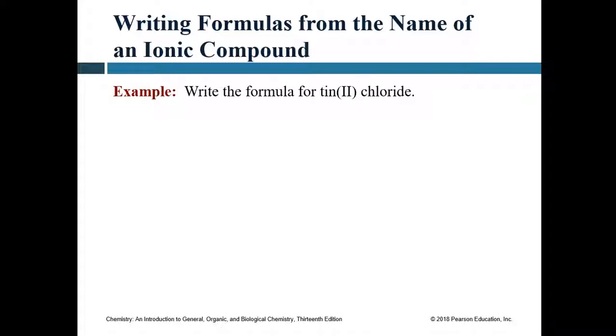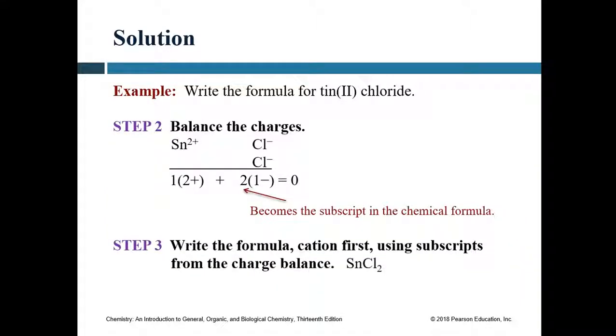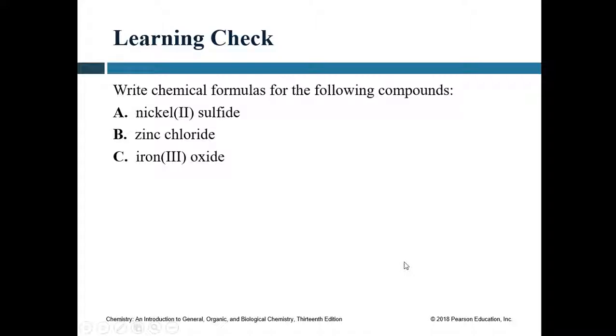Now, see if you can write the formula for tin 2 chloride. Press pause and come back. When we look at this, we know the chloride is a halogen. They are -1 charge. Tin, this is easy. It tells us the charge, 2. This is a +2 charge, so that means I need a total of 2 negatives over here. Since our chloride ion is a -1, then 2 times that. And that becomes the subscript in our chemical formula. So SnCl2.